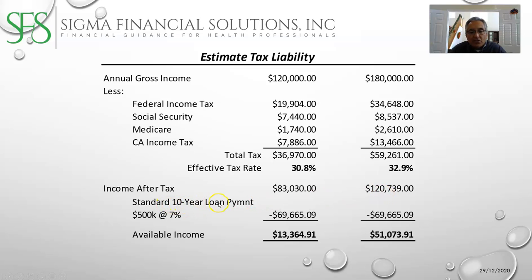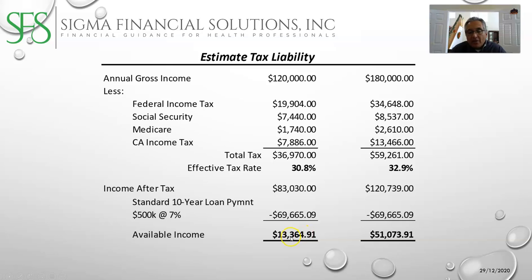And if you're in a 10-year standard payment on $500,000 outstanding at 7% interest rate, your annual payments would be about $70,000. So that would leave approximately $13,000 after tax and after student loan payments on a gross annual income of $120,000. Again, that leaves you $13,000. Here, $51,000.